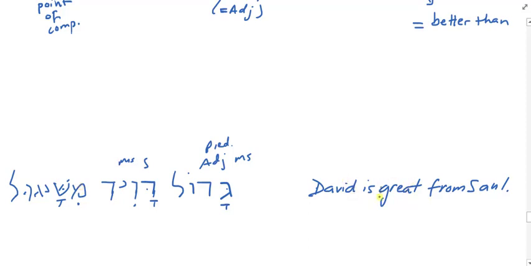What in the world would David is great from Saul mean? Well, the min obviously doesn't have the sense of from. We want to translate this as compared to. So if I say David is great compared to Saul, what am I saying? I'm saying David is greater than Saul. That's what I'm saying. Okay? So that's how the preposition min can be used in a comparative way. So keep your eyes open for that sort of usage as you read your Hebrew text in your exercises and in the Hebrew Bible.